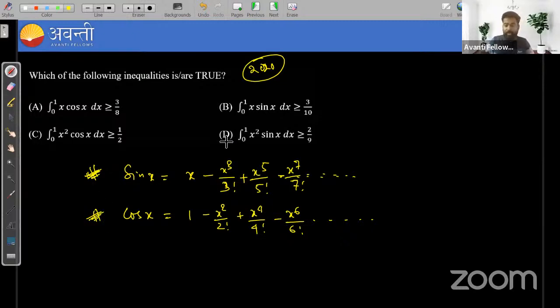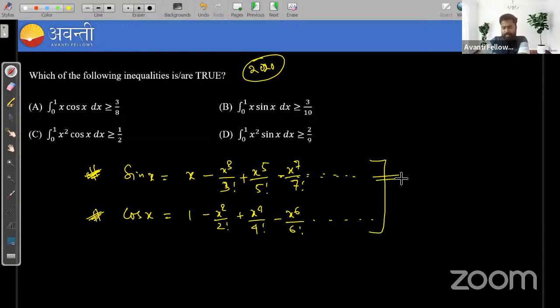To solve these questions, we'll go through all the options one by one. In the first option, because it's a multiple correct answer type question, it is given that integration from 0 to 1 of x cos x dx is greater than or equal to 3 by 8. So how can we prove it? Achha, tell me one thing.